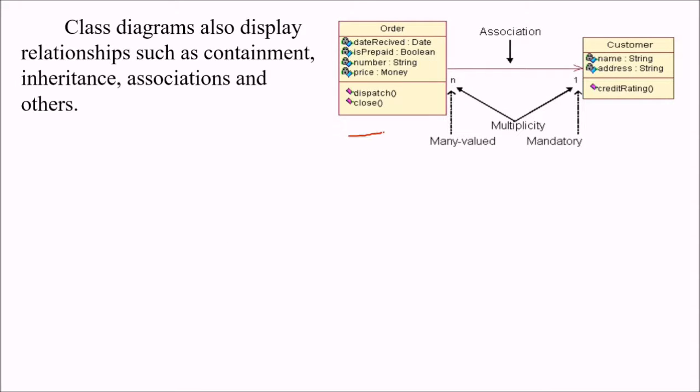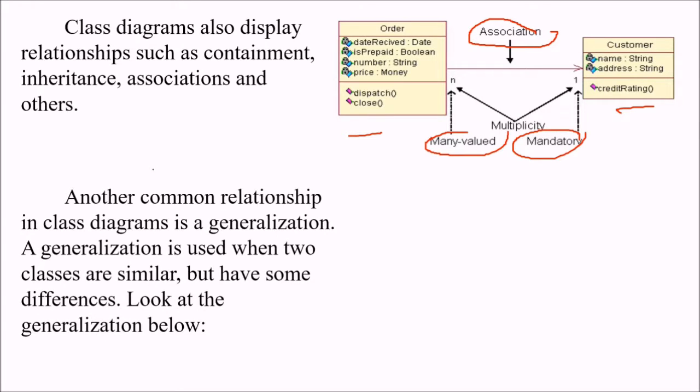Here are two classes. Now we want to see how they are associated. What is the multiplicity? This end is many-valued, this end is mandatory. Another common relationship in the class diagram is generalization.